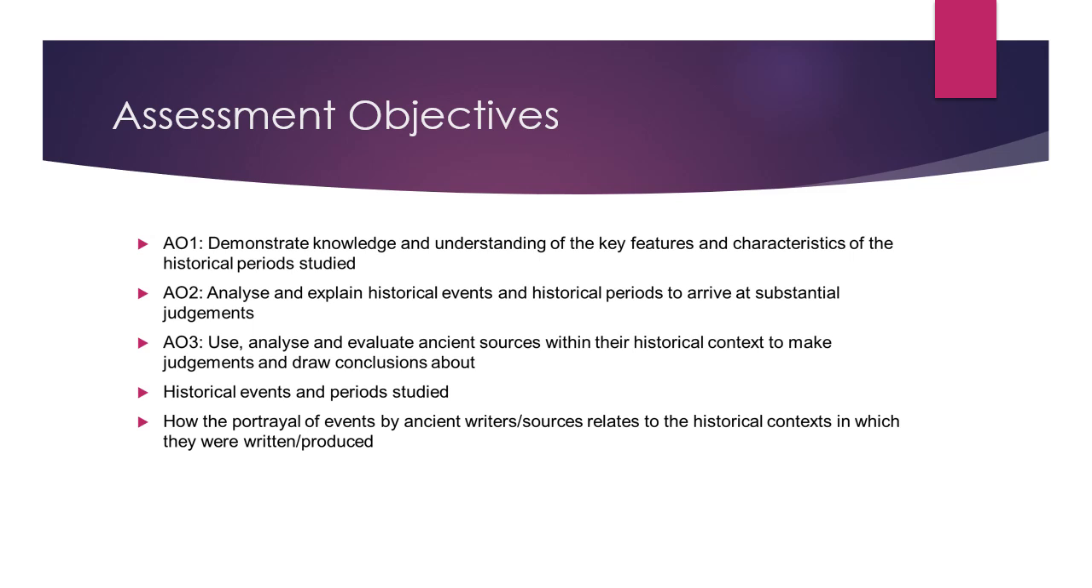AO1 is to demonstrate knowledge and understanding of the key features and characteristics of the historical period studied. AO2 is to analyse and explain historical events and historical periods to arrive at substantial judgments. AO3 is to use, analyse and evaluate ancient sources within their historical context to make judgments and draw conclusions about historical events and period studies, and how the portrayal of events by ancient writers and sources relates to the historical context in which they were written and produced.